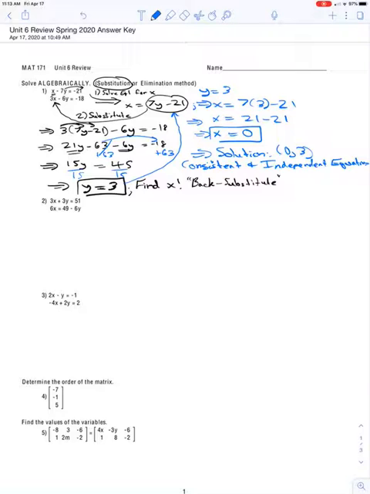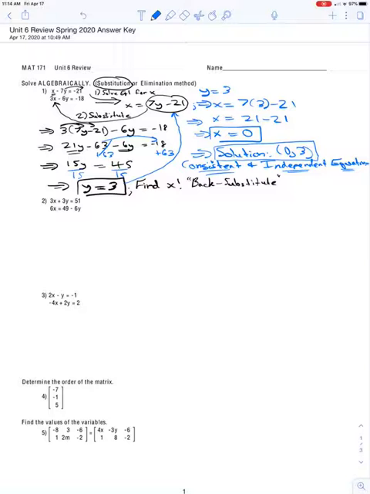You should always check it, either plug them back into both original equations. For example, if you plug in the bottom equation, 3 times x, 3 times 0, minus 6 times y, is minus 6 times 3. Well, that's 0 minus 18, that is negative 18. Same thing in the top equation, right? 0 minus 7 times y, 7 times 3 is 0 minus 21, which is negative 21. Or you can graph them. You graph them, you'll see your intersection point at the ordered pair 0, 3. So it's a consistent system, independent equations.